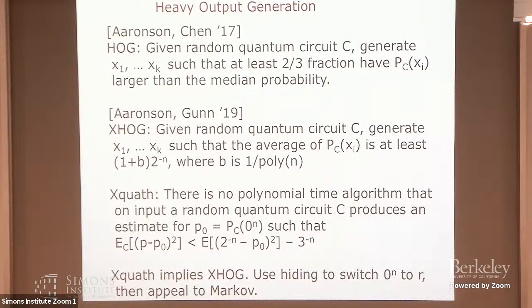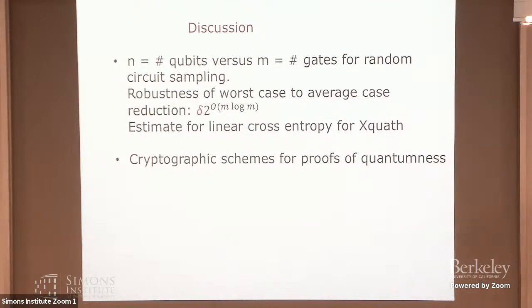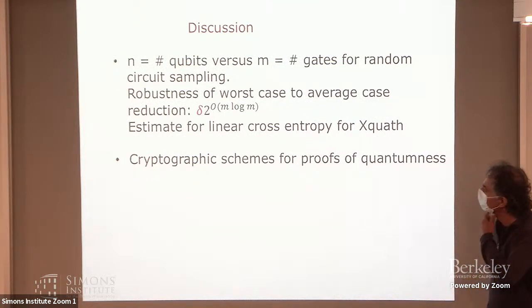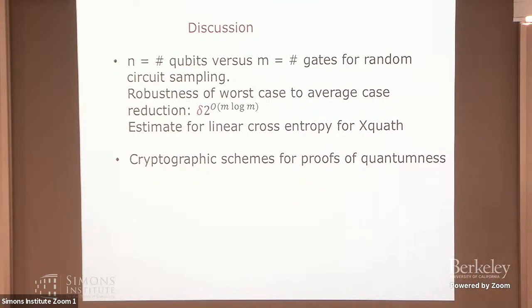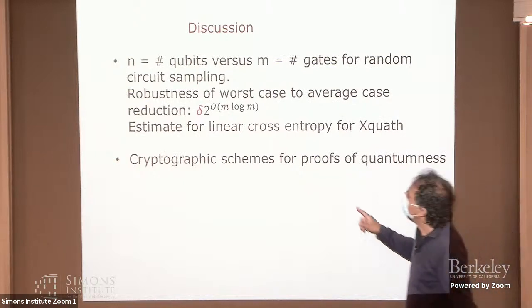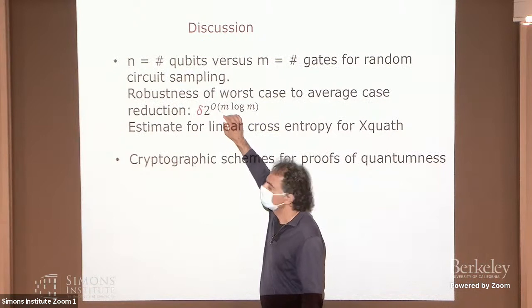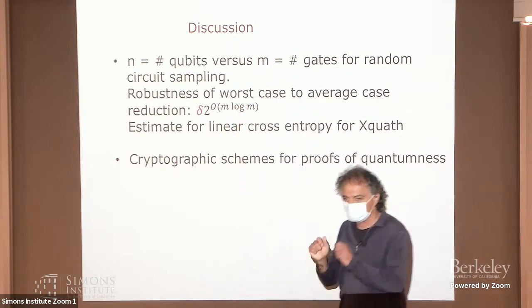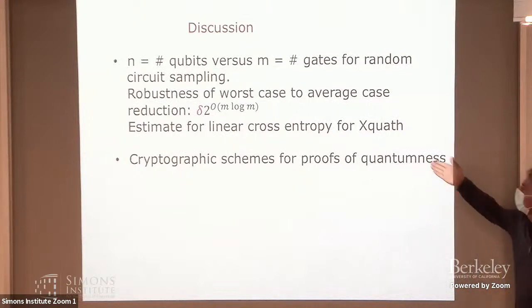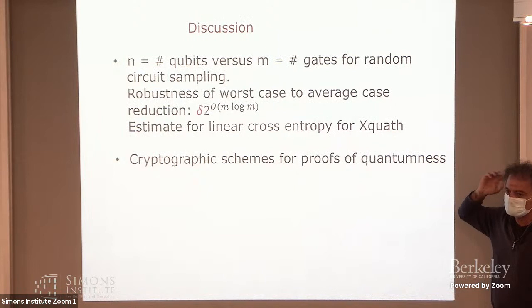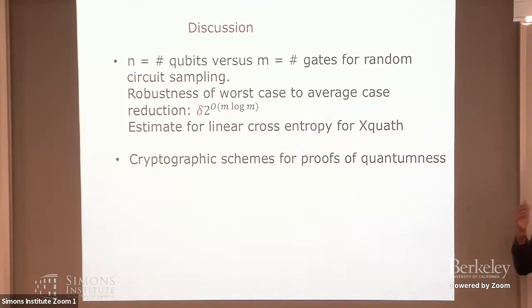Okay, so I should really wind up here. Let me just say a little bit about all this. There's this one issue that I said is really quite important: the number of qubits versus the number of gates for random circuit sampling. As we saw, we really need to not just get rid of this log n factor, but also deal with this m versus n issue. It actually shows up also in this kind of argument. This n versus m issue is really an interpretation thing, but there are actual experiments.